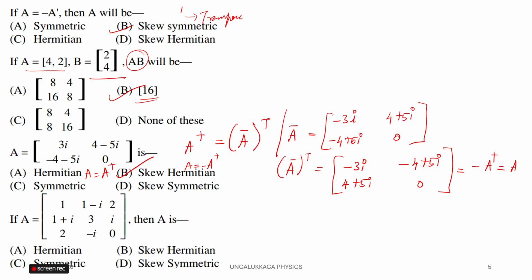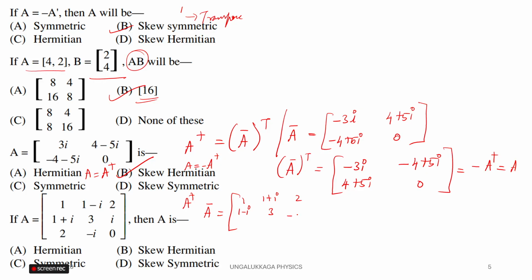Okay, then we have another matrix, where we have to check whether that matrix is Hermitian or skew Hermitian, right? So let's solve for it. Again we will find A dagger, and then we will end up with the solution, right? So A conjugate, we can write as 1, 1 plus i, 2, 1 minus i, 3 minus i, and 2 plus i, 0.